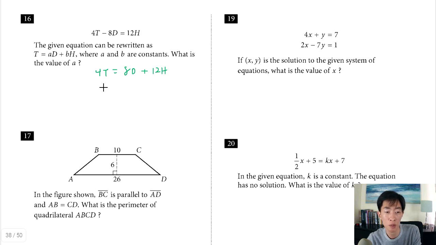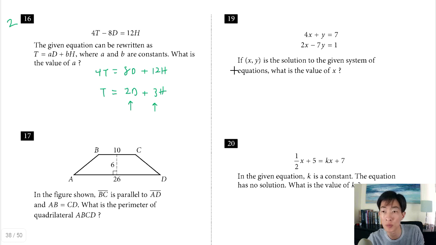So 4t divided by 4 is t. 8d divided by 4 is 2d. Plus 12h divided by 4 is 3h. And so that's your a, and that's your b. And they want to know what is the value of a, and so the answer is going to be 2. Keep in mind that when we get to the free response, the questions usually drop back down to easy in terms of difficulty level. So in case you're wondering why this is so easy, it's because we just started the free response section.